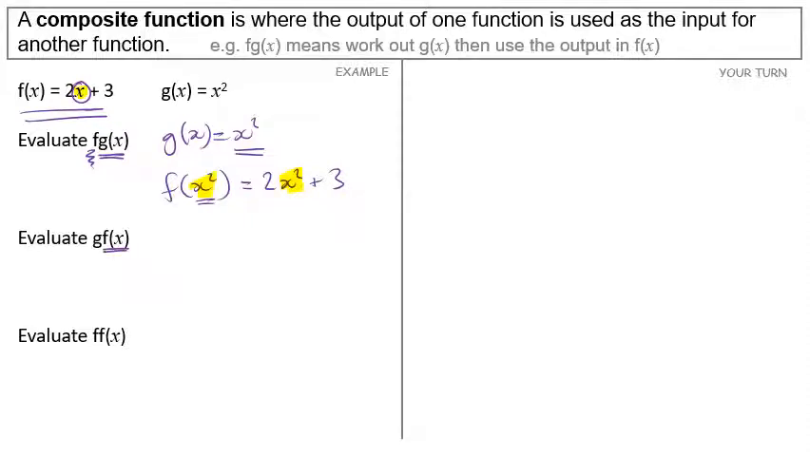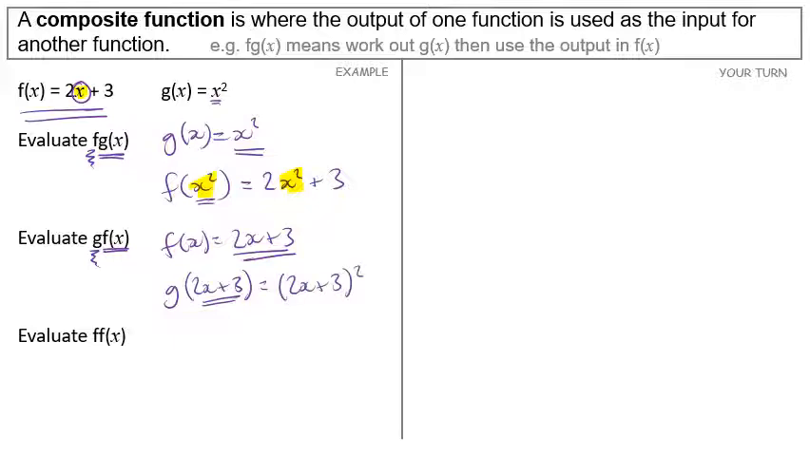Second example, we're starting off with f of x, which we know is 2x plus 3. We're going to use this output as our input for the next function. So we're going to substitute in 2x plus 3 in place of x here. So we're just going to square that. And sometimes in a question, it's okay to leave it like this. Often you will need to expand the brackets because there'll need to be more you have to do with it.